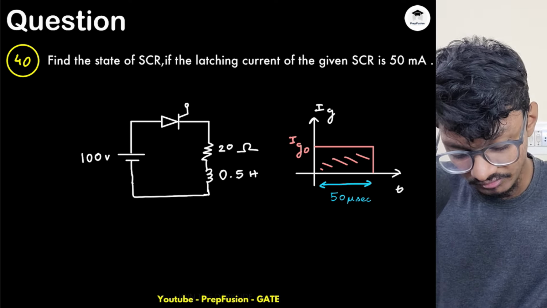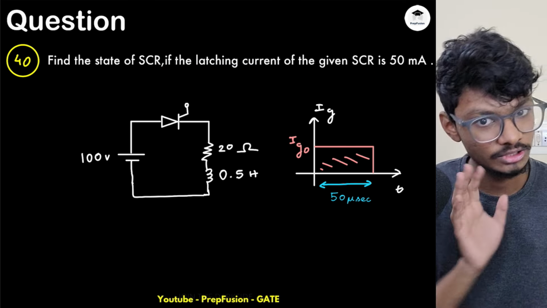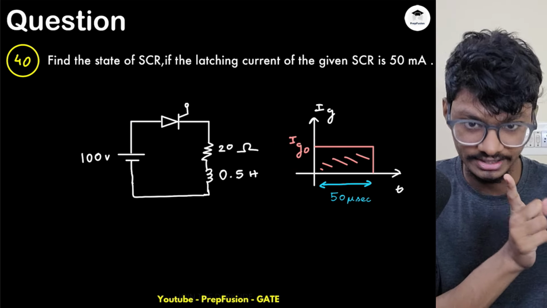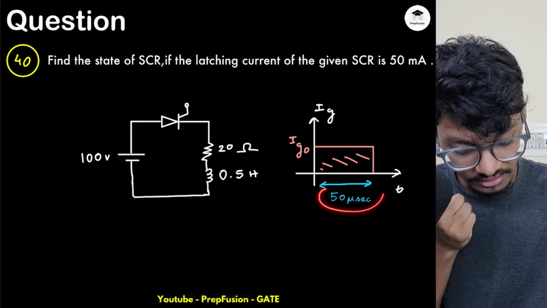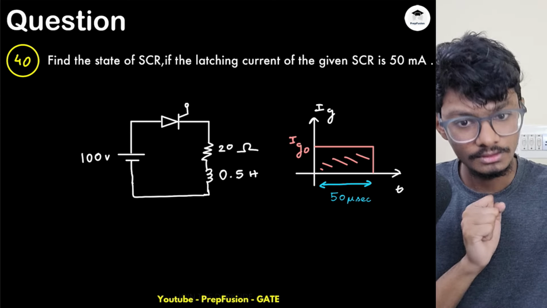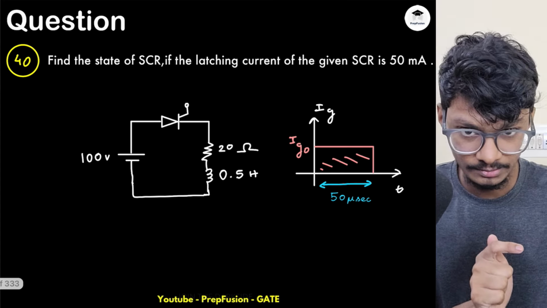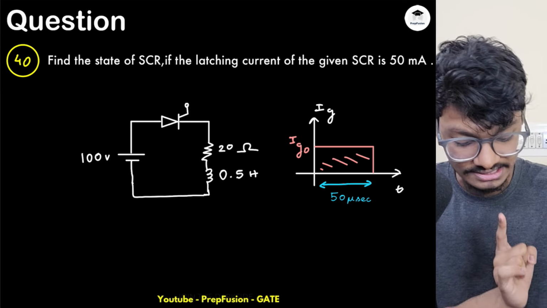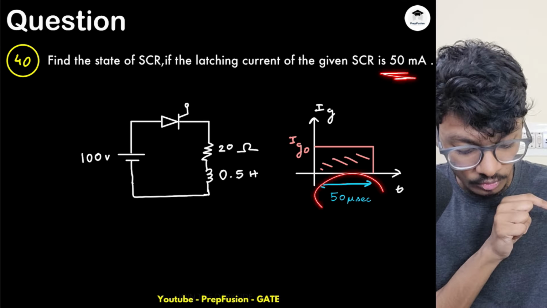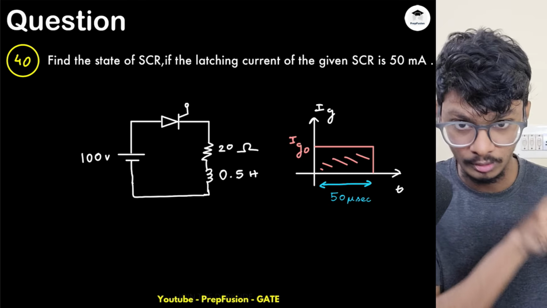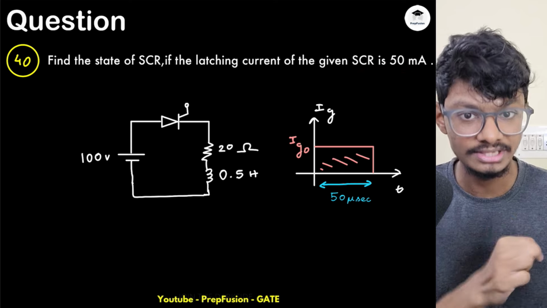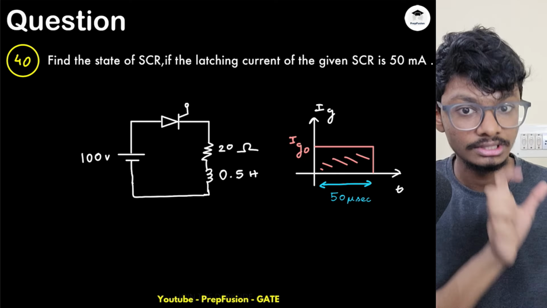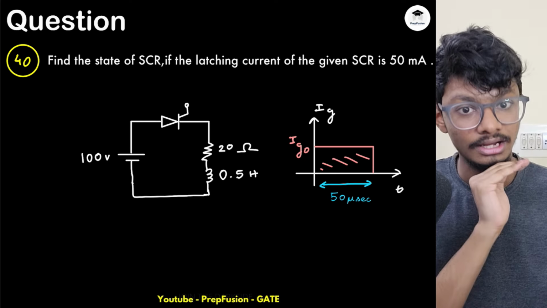Find the state of the SCR if the latching current of the given SCR is 50 milliamperes. So they have told me the latching current of the given SCR is 50 milliamperes, and at t equals 0, I am applying a gate pulse of IGO, and I am removing that gate at 50 microseconds. So what do I need to understand? Does the current through the SCR reach the latching current, that is 50 milliamperes, before this 50 microseconds? If it reaches, then the SCR will be on. If it doesn't reach 50 milliamperes, then the SCR will be off, because for the SCR to turn on from the off state, the minimum current required is the latching current.